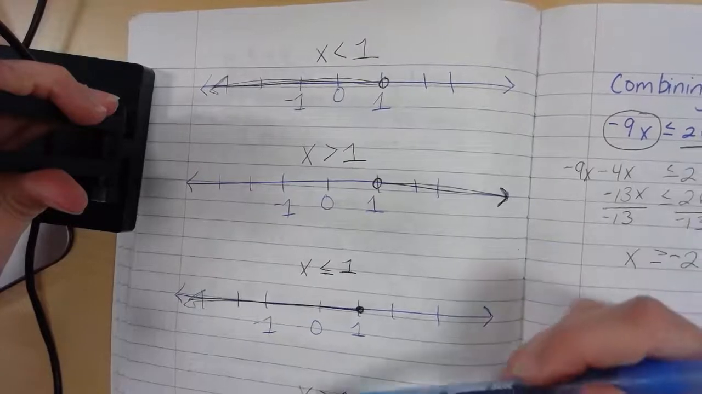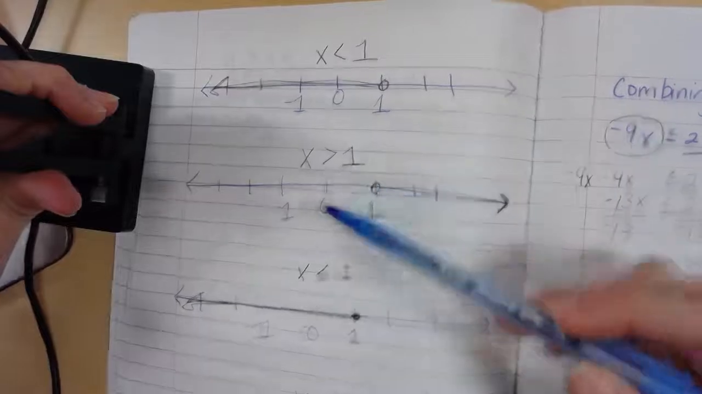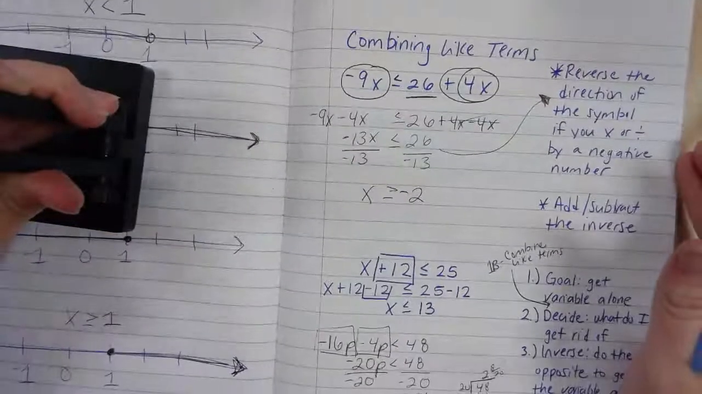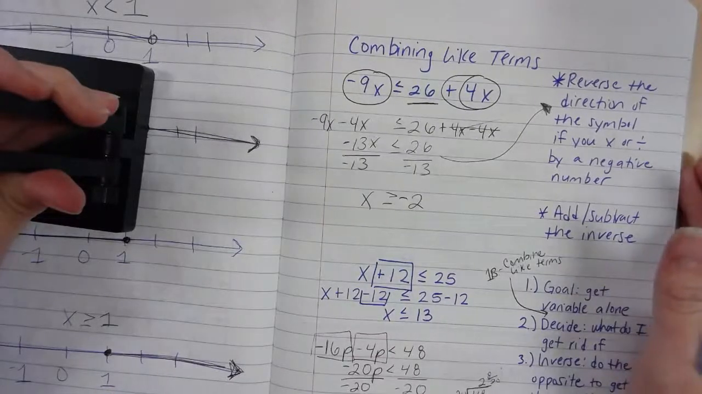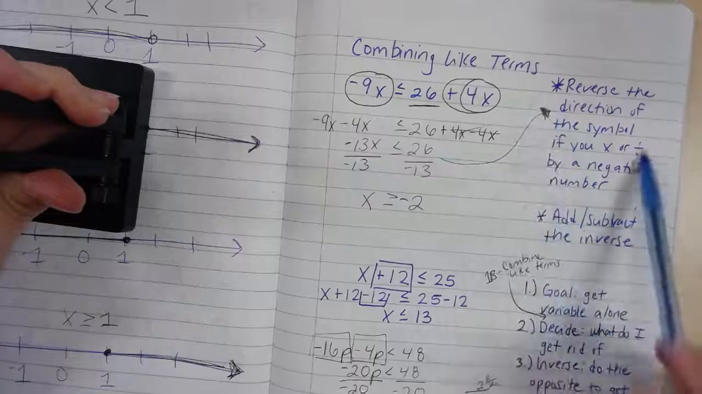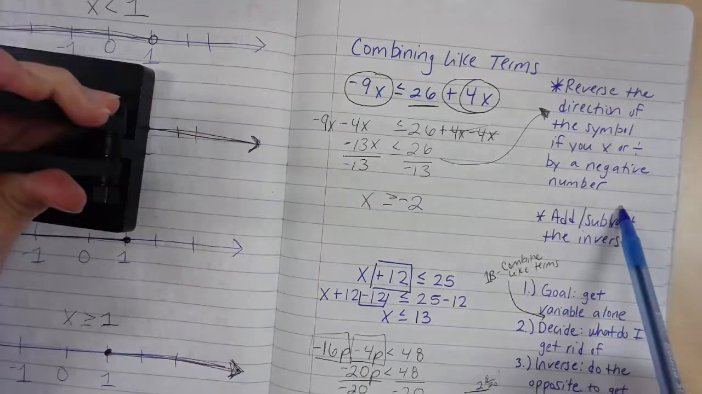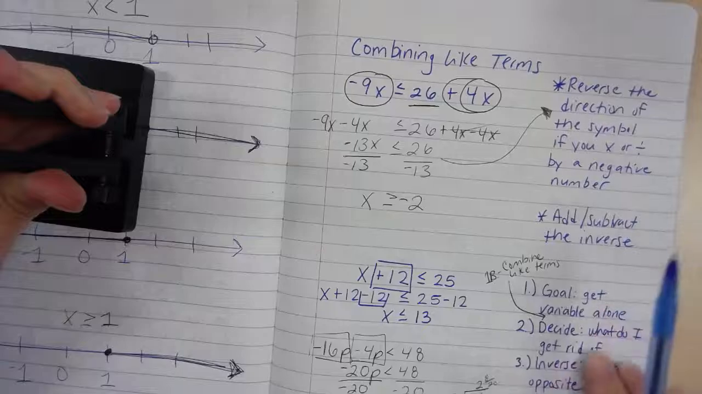Remember, it's a closed dot if there's an equal sign underneath it. It's an open dot if there's not. Then we worked on combining like terms, which is really the same way you combine like terms when you are working in an equation. Remember, the big difference is that you have to reverse the direction of the symbol if you multiply or divide by a negative number across the symbol. So these are pages that we already have in our notebooks.